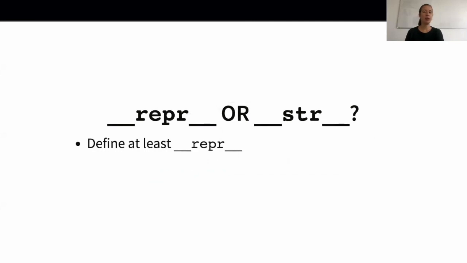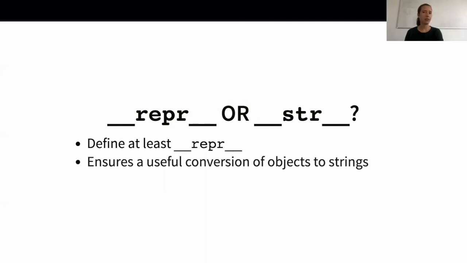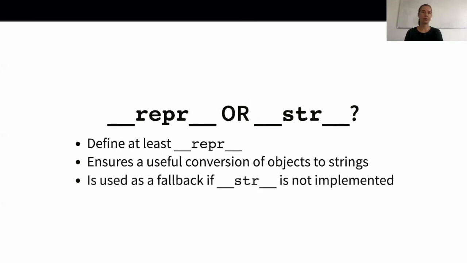Many people recommend that whenever you create your own class, you should at least implement the dunder repr method. Why dunder repr? Because it will ensure a useful conversion of objects to strings. When Python looks for the dunder str method, but str hasn't been implemented, it will fall back to using dunder repr. So as long as dunder repr is defined, we will get a helpful representation of our object.